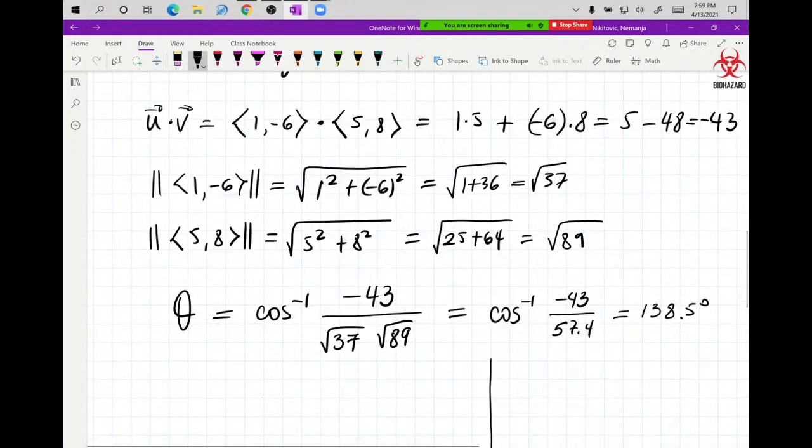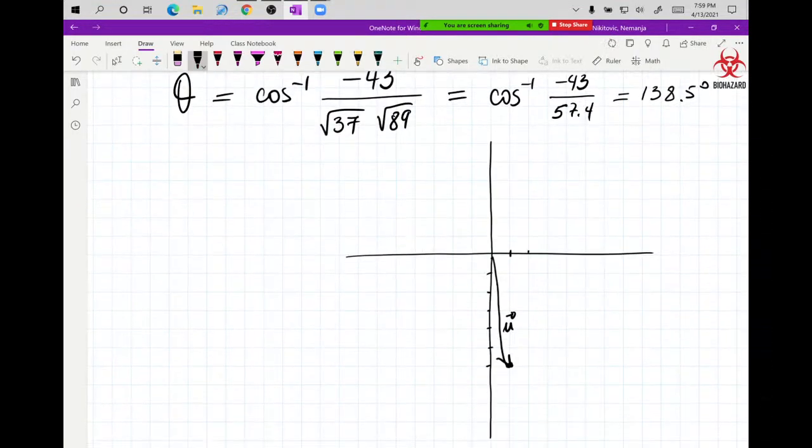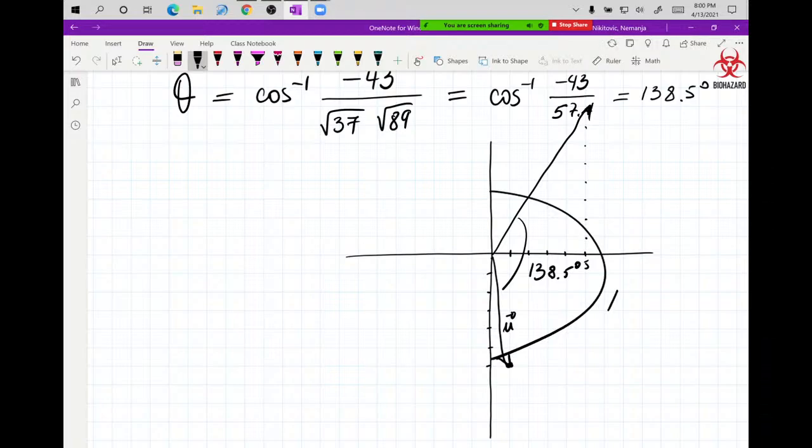And the other one is (5, 8). 2, 3, 4, 5. 1, 2, 3, 4, 5, 6. Oh, great. It's going to hit the number up there. But you can see that this is 138.5 degrees, because this whole thing is 180 degrees. It's a straight line. So this formula measures the angle in between two vectors.